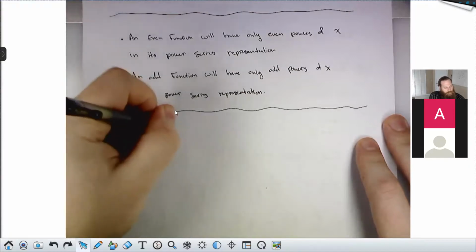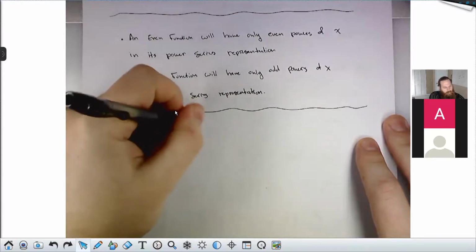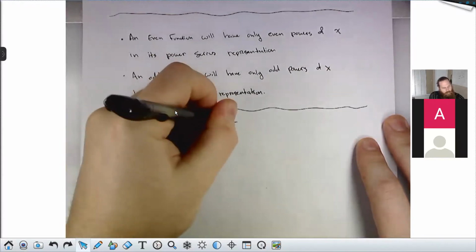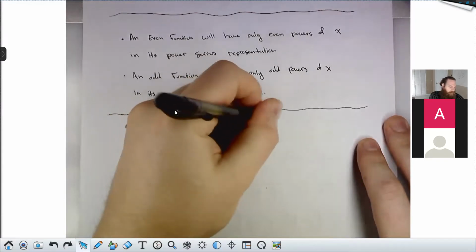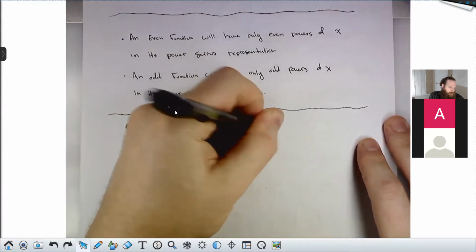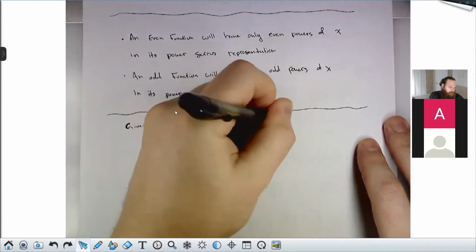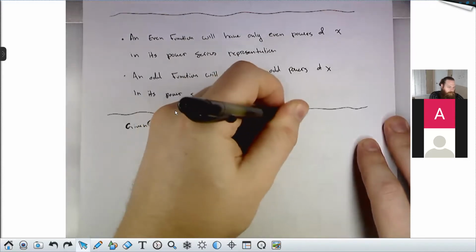Given a power series f of x, and I'm going to call it capital F here, is sigma n from 0 to infinity. I'm just going to assume for now that we're centered at 0.